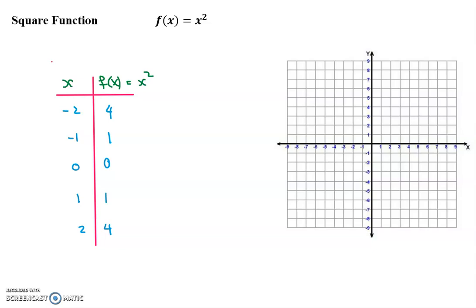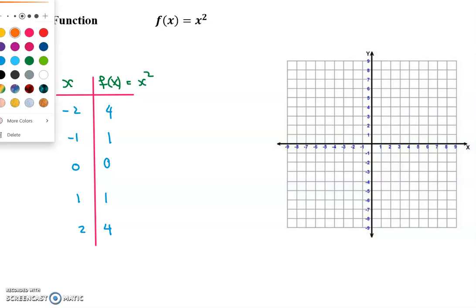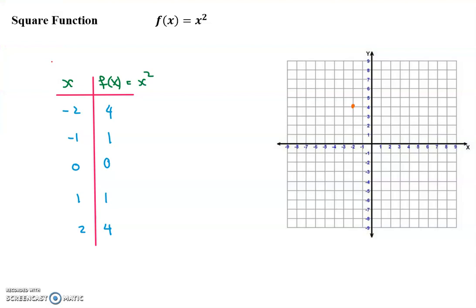Now it's time to plot these points. -2 and 4, -1 and 1, 0 and 0, 1 and 1, and 2 and 4. And of course, if you continue, -3 will be with 9, and 3 with 9, but you don't need to draw them. 5 points should be enough here. And then you connect them. Make sure this is a vertex, so make sure you connect them like a parabola.